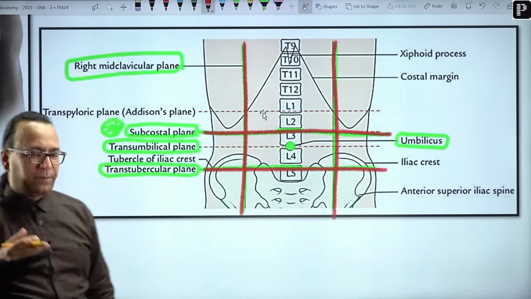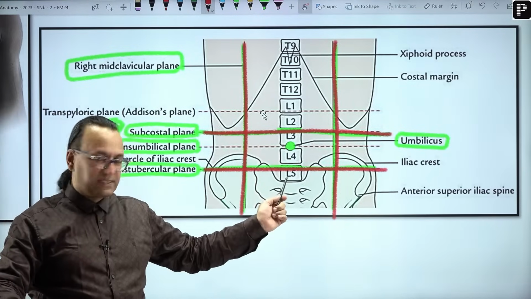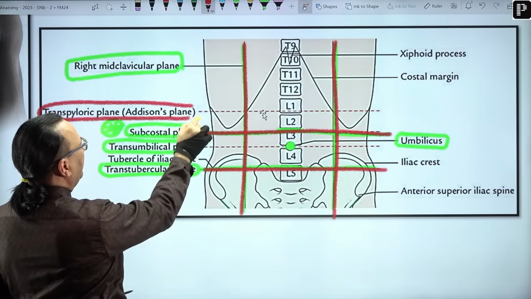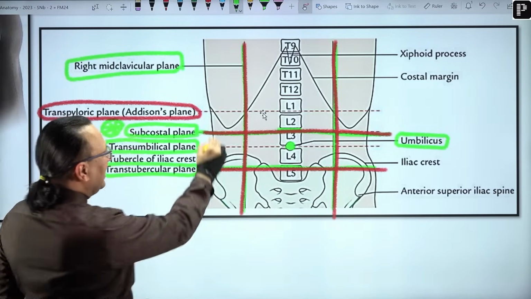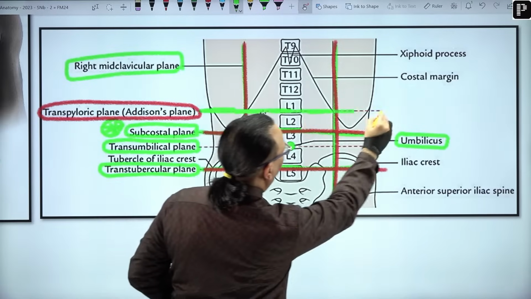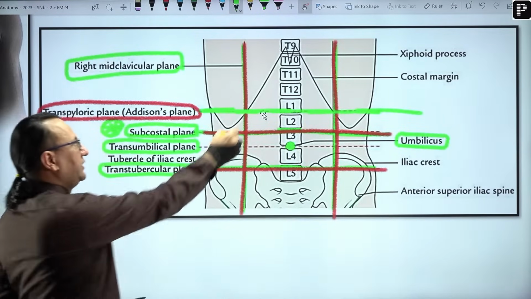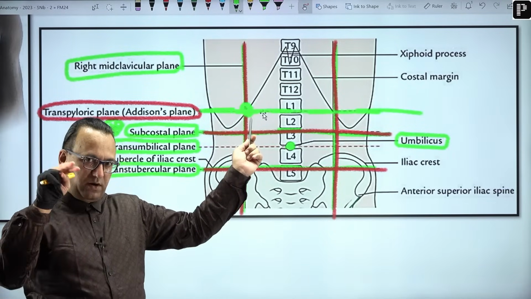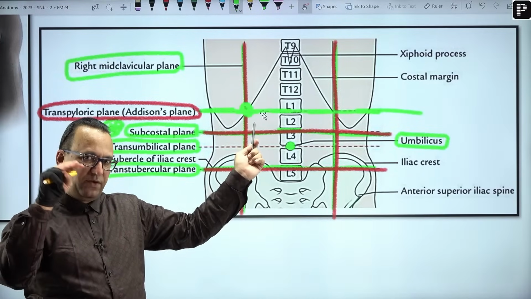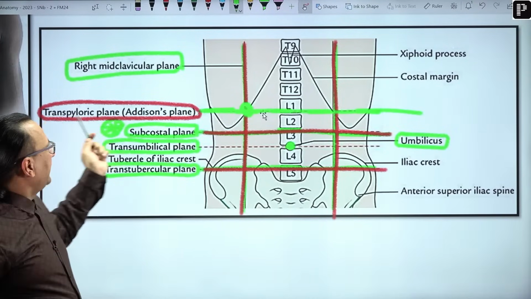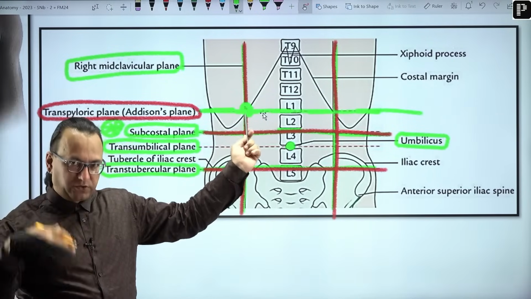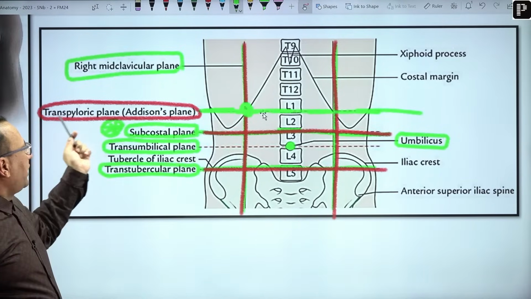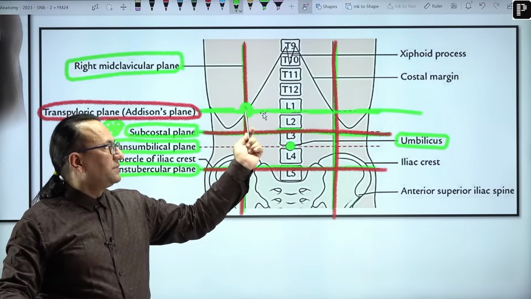So I think these 4 planes we should remember, but then I have seen some of the authors, they don't use subcostal plane, they use transpyloric plane. And if we are using transpyloric plane, then it is at the tip of 9th costal cartilage, L1 lower border. Tip of 9th costal cartilage, that is where you do Murphy sign also. Murphy sign, touch the gallbladder. If acute cholecystitis, painful. So at the tip of 9th costal cartilage, transpyloric plane, where you have pylorus of stomach also. Because you have pylorus of stomach, that is why it is called transpyloric plane.